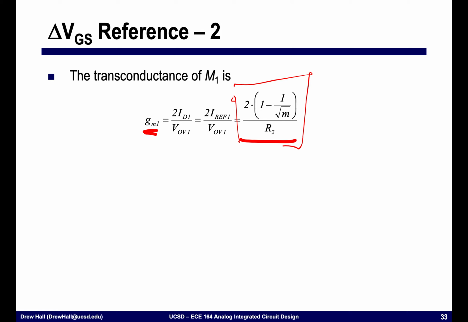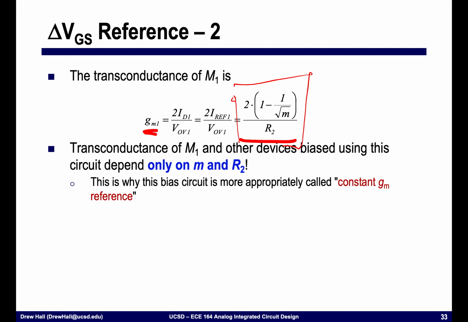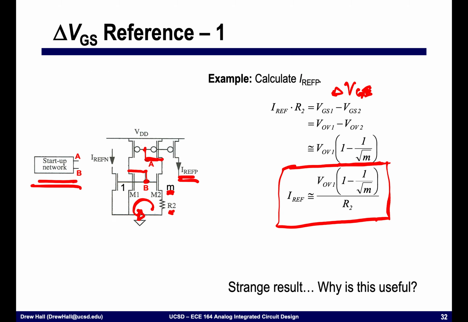It depends on M and it depends on R2. And so this circuit is more often called a constant GM reference. Rather than the previous kind of references where we were making a constant voltage or a constant current, this one is making a constant transconductance. So any of these devices that I connect up to these two nodes, for example, this transistor here or this transistor here, they're going to have a constant transconductance.